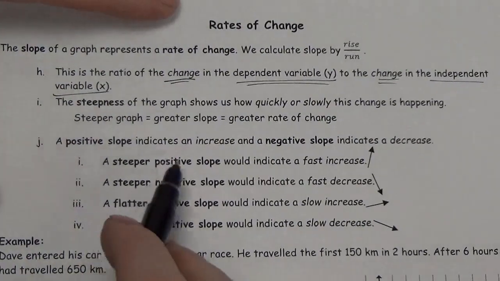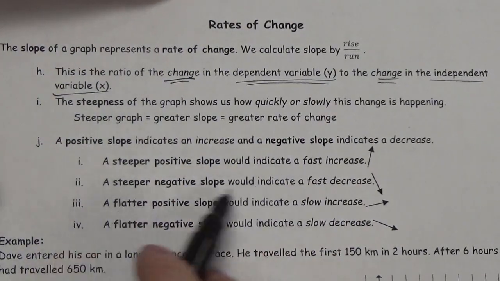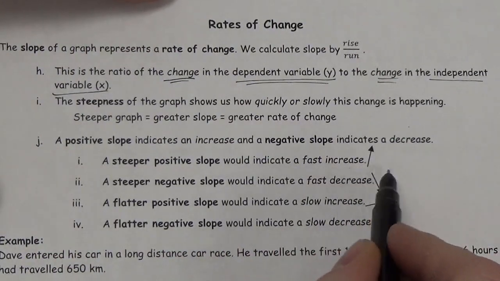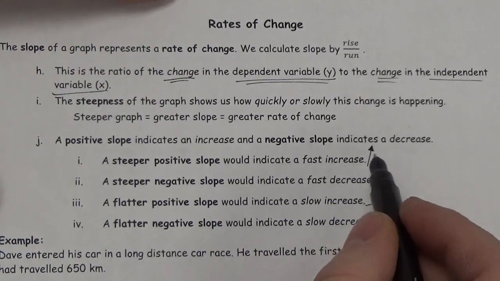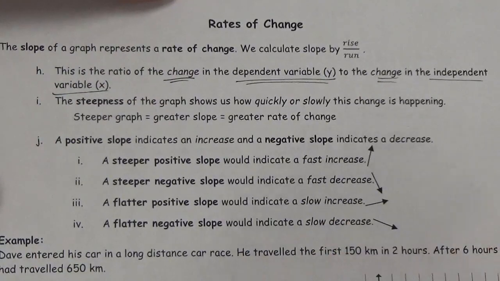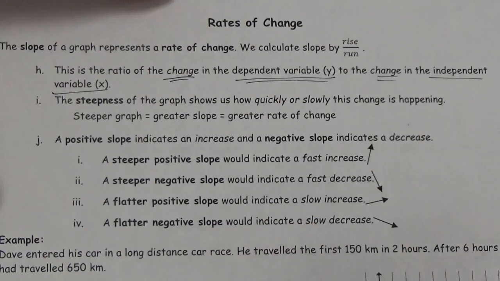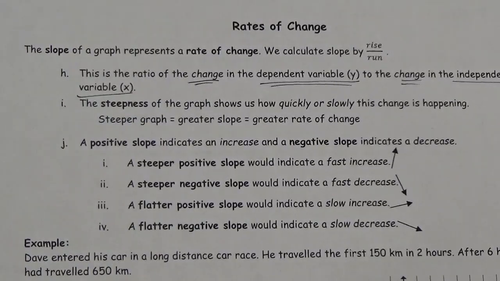Okay, now a positive slope indicates an increase. A negative slope indicates a decrease, right? So if the line goes like this, that means that as x increases, the y is increasing. But if it goes down like this, that means that the y is decreasing as x is increasing. Okay, and then you see what happens when you got a really steep line that goes in either direction, or a fairly shallow line there, okay, where it's a little bit flatter. Anyway, let's take a look at an example or two here to wrap this up.